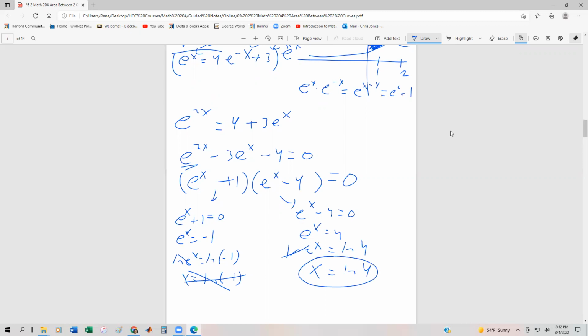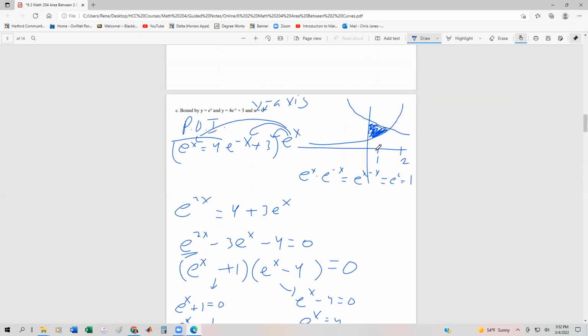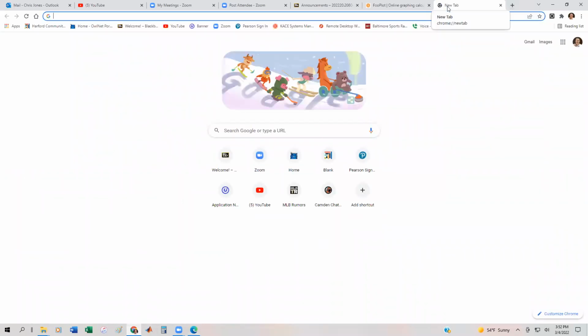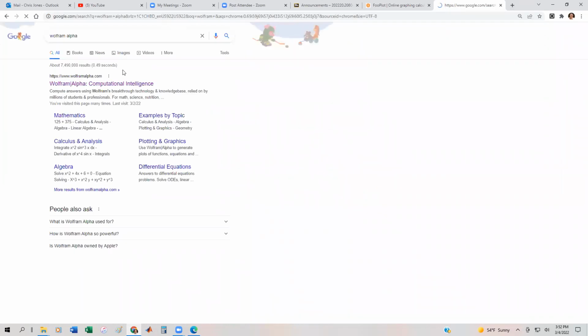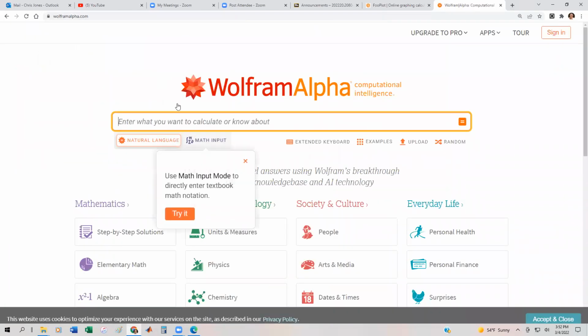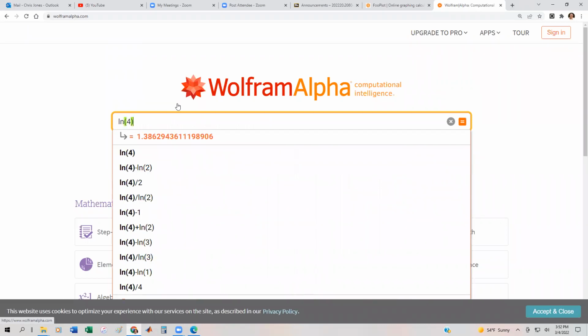And so this value back on the graph right here looks like it should be ln of 4 for x. Now, the question is, does it make any sense? What we could do is go to our friend Wolfram Alpha and type in what the natural log of 4 is. ln of 4 is 1.386.